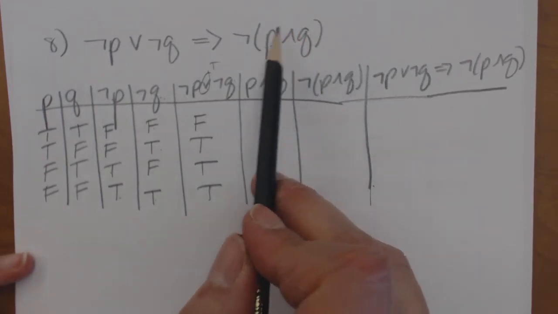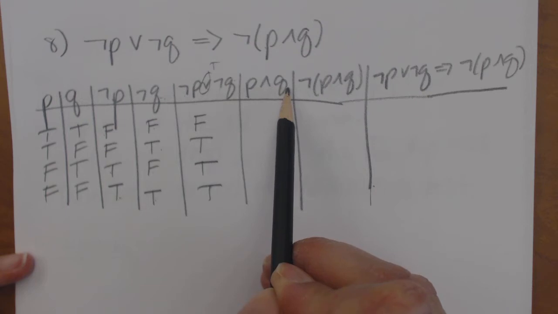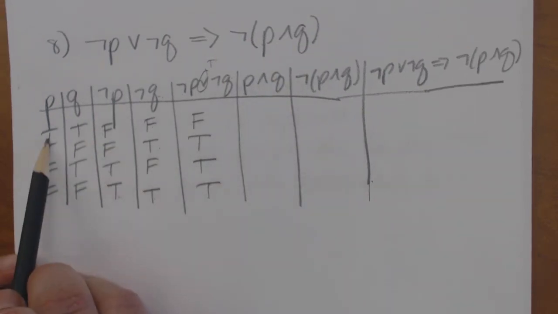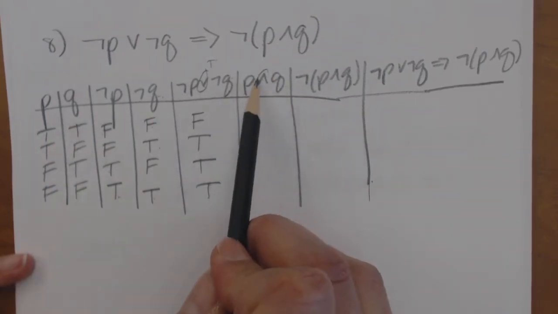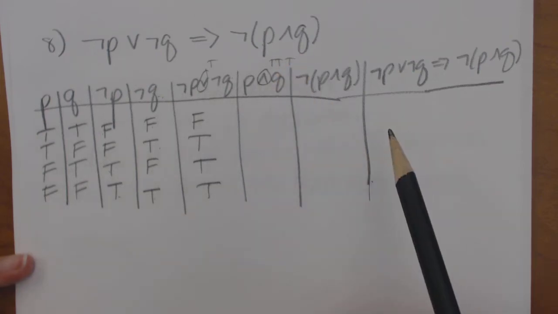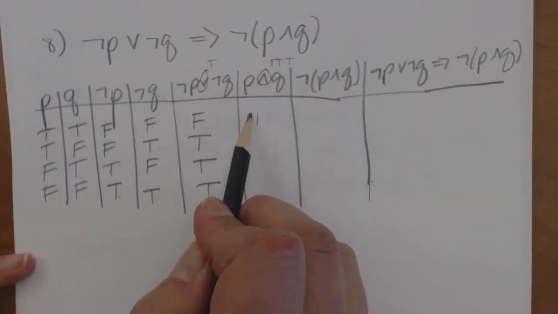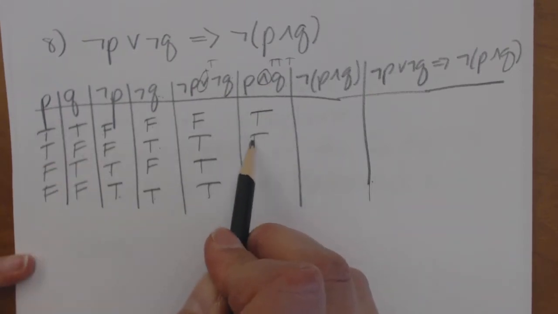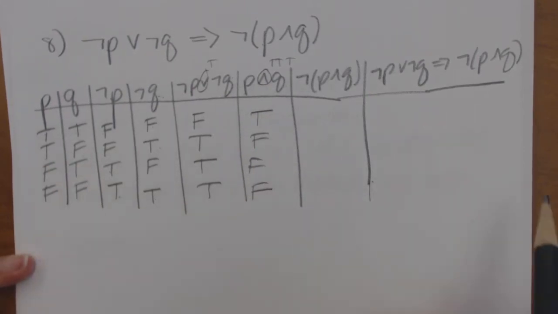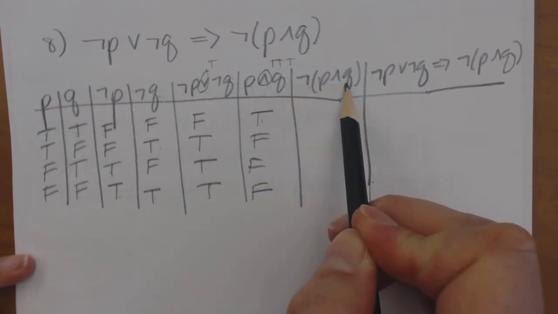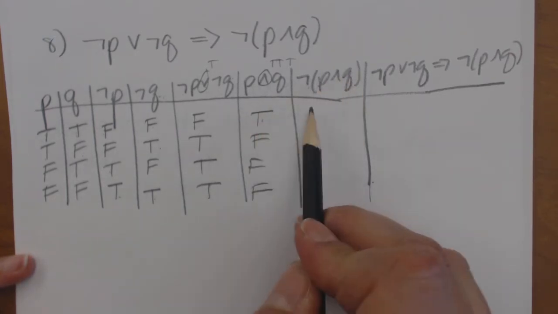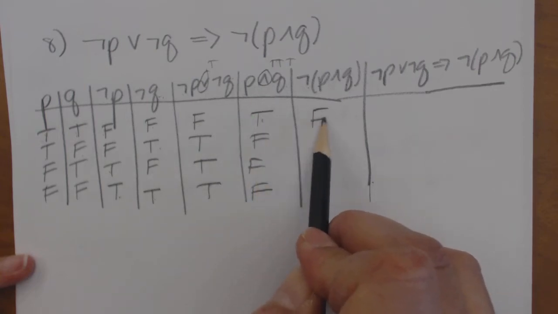Now we have to do what's in the parentheses, P and Q. So we're going to go back to the original P and Q. And remember, they both have to be true to get a T. Regardless, everything else will be false. So true, true is a true. True, false. These are all falses because there's a false there. So the only way was that one. Now we have to negate what we just did, P and Q. So negation, I'm just going to look at this column. I'm just going to flip everything.